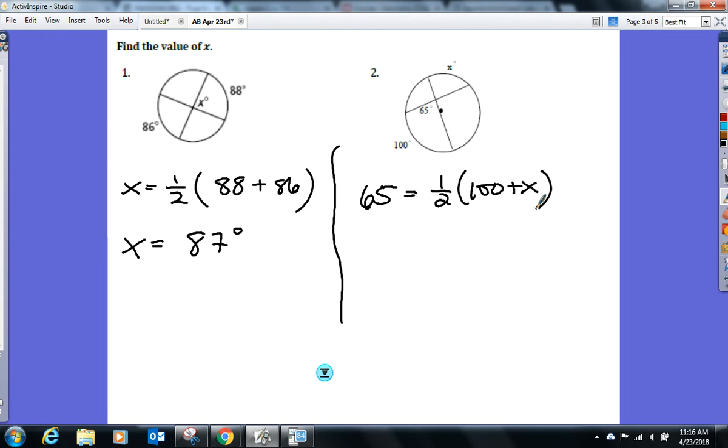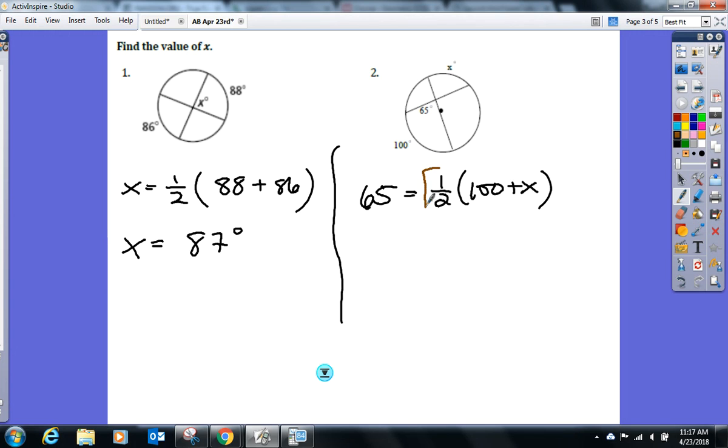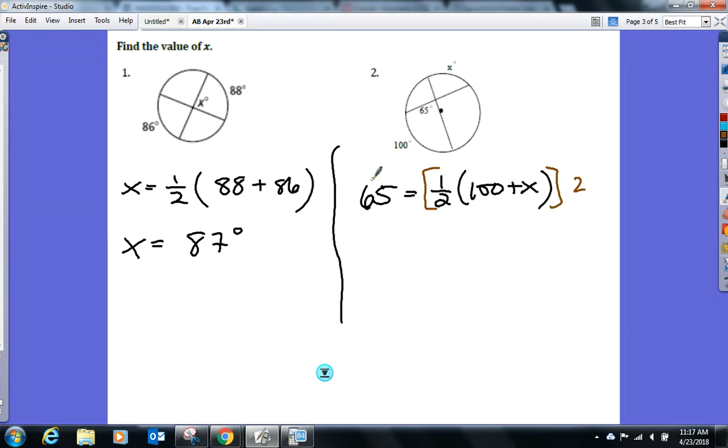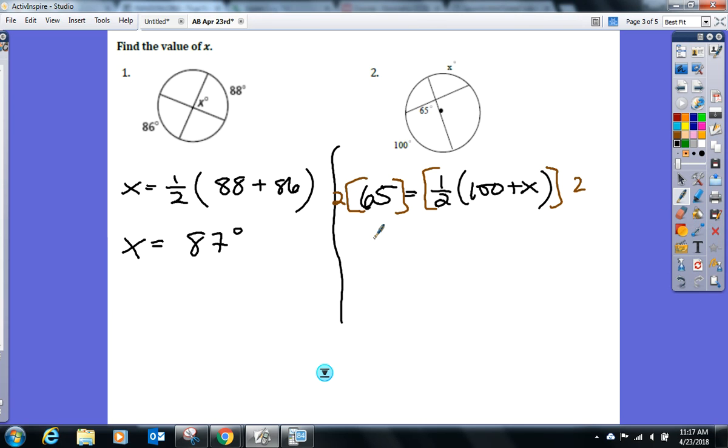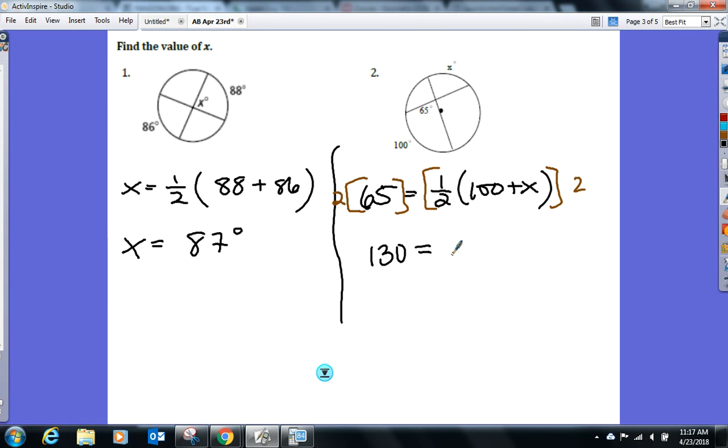And you can do that. That's fine. You can distribute the 1/2. Me personally, I like to get rid of the 1/2 first. So yes, you can do 50 plus 1/2 x and go from there. I like to get rid of the 1/2 right now. How? Multiply both sides by 2. Yep, that gets rid of it right away. I don't have to worry about distributing. I don't have to worry about fractions or decimals. And what does that end at? 130 equals what's left on the right side? 100 plus x, and that's a little easier to deal with now than any fractions. So 30 is equal to x. Okay. We all good?